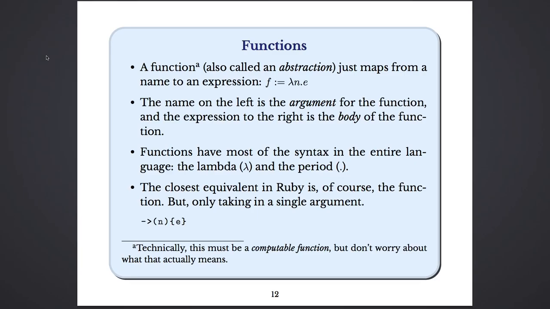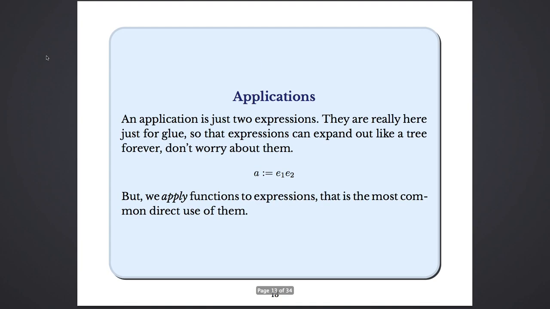Pretty much all the syntax that's actually in lambda calculus is just for functions. You have the lambda and the period. That's just to say I'm starting a function and I'm separating the name from the expression. And Ruby is actually pretty good to explain what's going on here because of anonymous lambdas. The basic translation is a stabby lambda like that, where you take a single variable n and you do some expression e on it. A few other kind of irritating things are next.